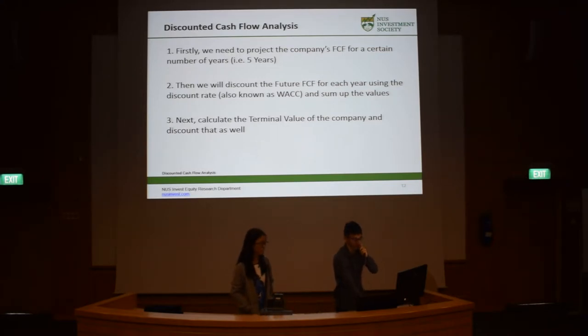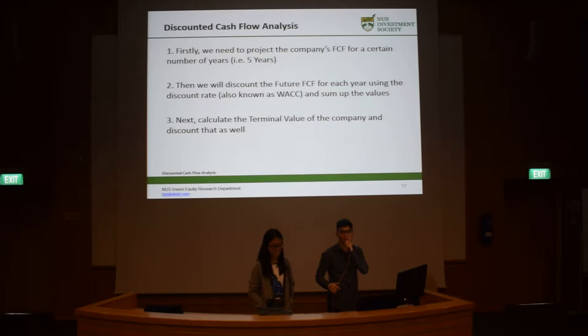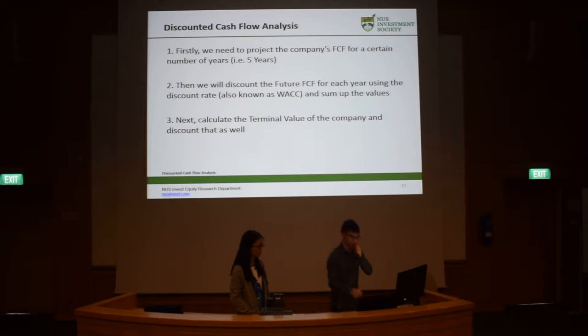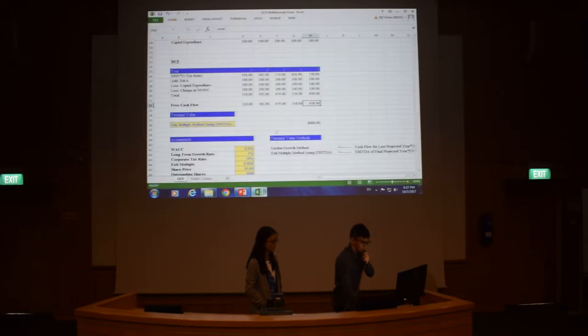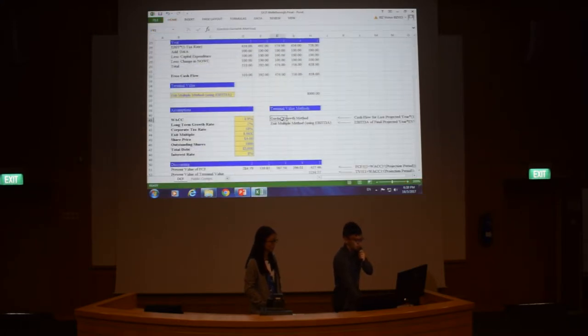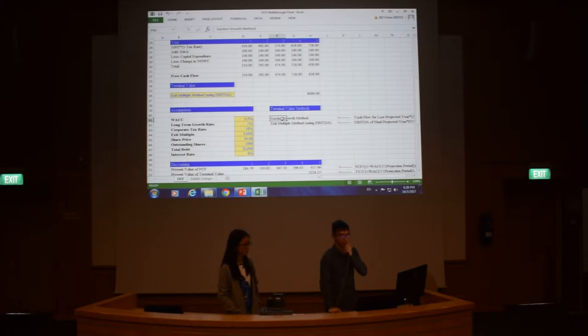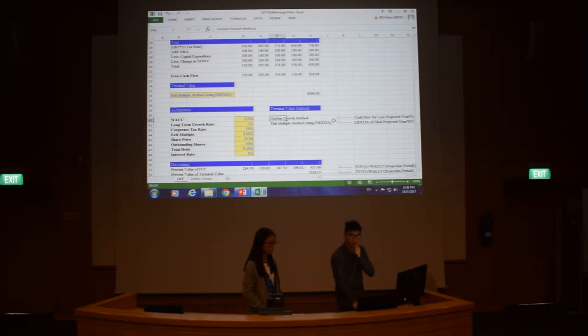Calculate the terminal value of the company. So the terminal value is the value of the company if it were to continue on at a stable growth rate. So it's like, what's the value of the company beyond its projected years of cash flow? So there are two methods of calculating the terminal value. The first of which is the Gordon growth method, or the growth perpetuity method, and the next one will be the exit multiple method. So for the Gordon growth method, it assumes that the company will continue to run its business and generate cash flows at the long-term growth rate into perpetuity.